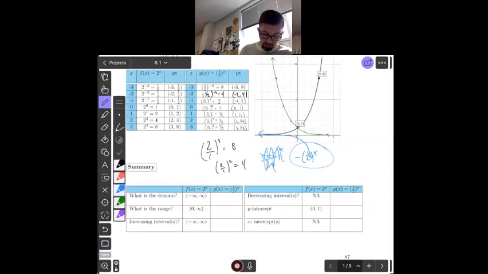The domain for 2 to the x is all reals. We can plug in any number we want. The domain for 1/2 to the x is also all reals. We can plug in any number we want. And that means that nothing's going to make the math go bad.